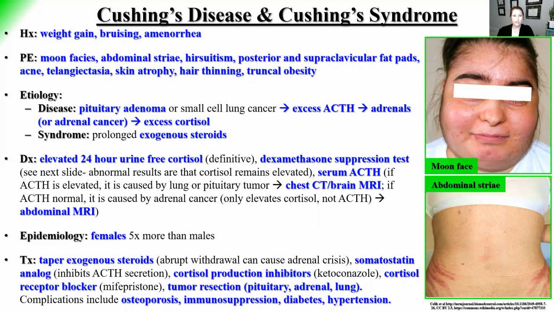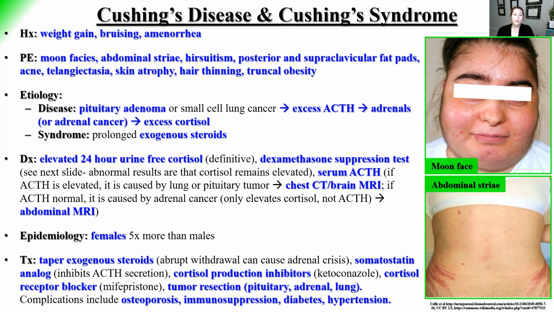Posterior and supraclavicular fat pads. This used to be called a buffalo hump. That's not very nice, so we don't call it that anymore. So, posterior and supraclavicular fat pad. Acne, telangiectasia, they get these spiderweb-looking veins on the skin. Skin atrophy or thinning, hair thinning, and truncal obesity.